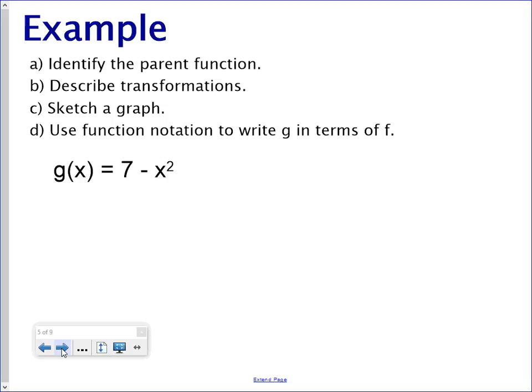Of those 4 things, A, B, and C, you probably spend a lot of time with in Algebra 2. Identifying parent functions, identifying transformations, graphing the transformed functions. We're spending a little bit more time focusing on what that function notation looks like. So I'd like you to have a quick chat with your small groups. What is the parent function? What are the transformations? Can you come to consensus? I'll call on you momentarily. So have a quick chat with your group for g of x equals 7 minus x squared.